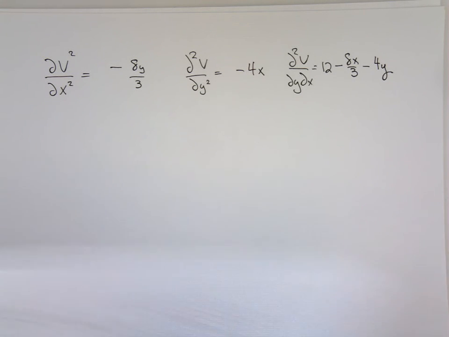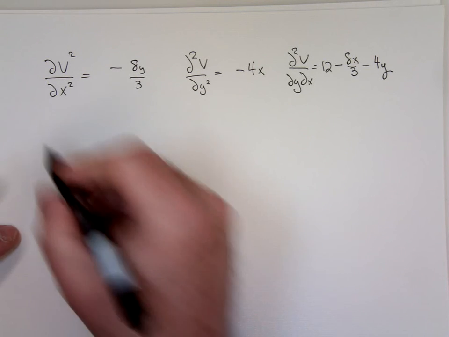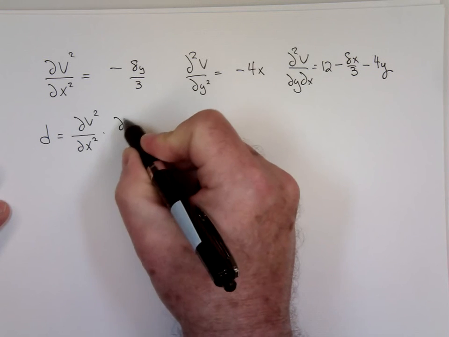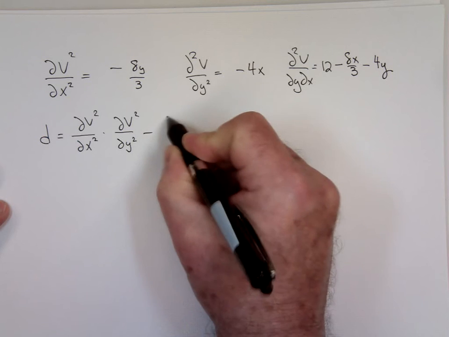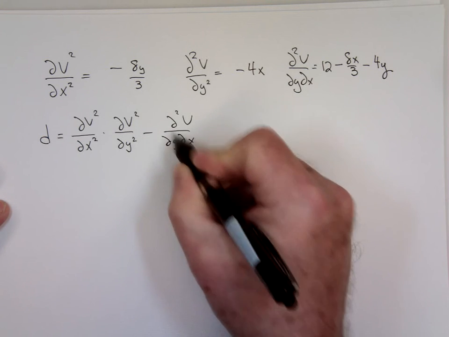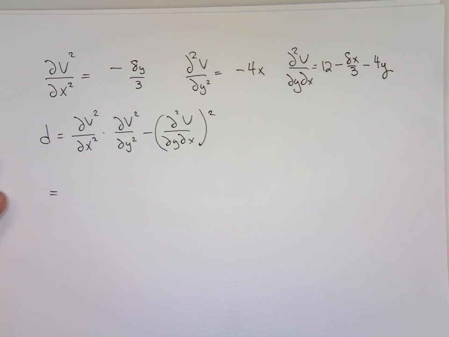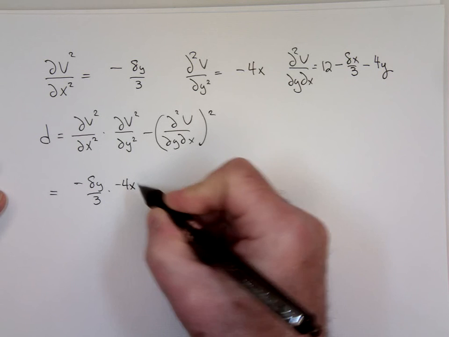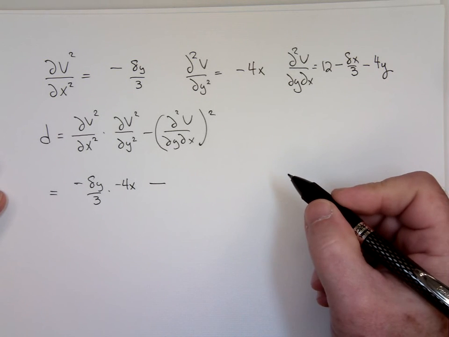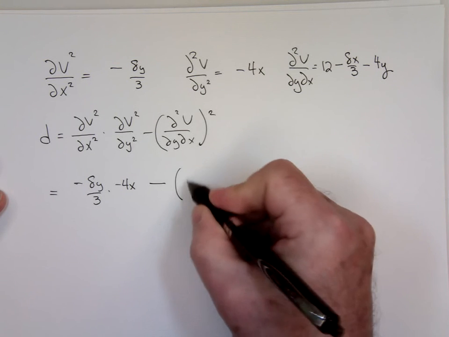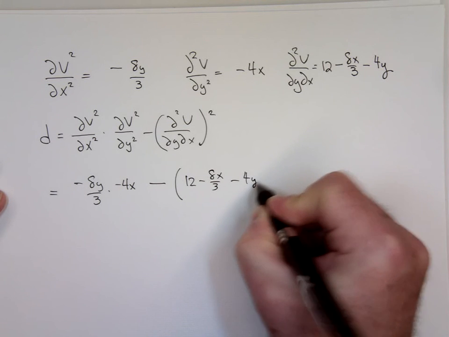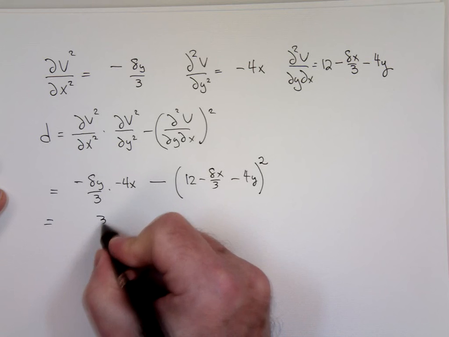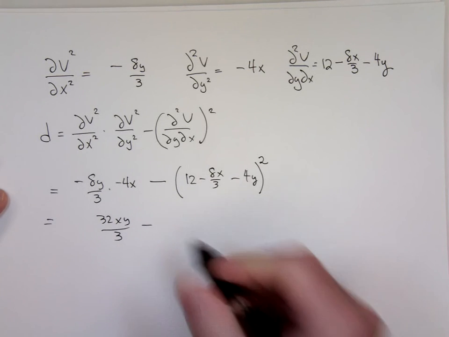Then we're going to find D, which is the second partial with respect to x times the second partial with respect to y, minus the mixed partial squared. Here we go. Negative 8y over 3 times negative 4x, minus this partial squared, 12 minus 8x over 3 minus 4y, squared. So we end up with 32xy over 3 minus that thing's square. I'm going to need help on this.